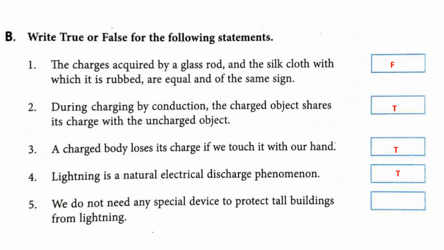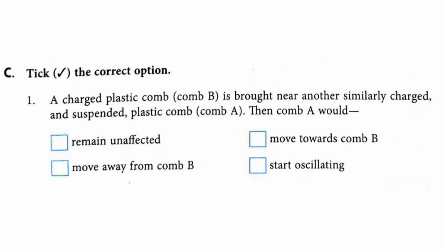True. We do not need any special device to protect tall buildings from lightning. We have seen that lightning conductor is a device which is used to protect the tall buildings from lightning. So they are saying that we do not need, so that's why this statement is false. Then coming to take the correct options.